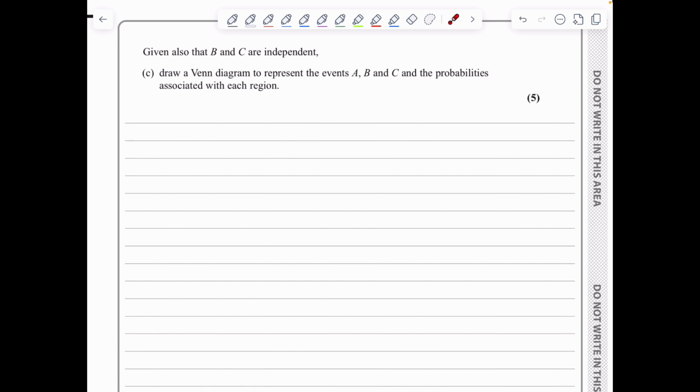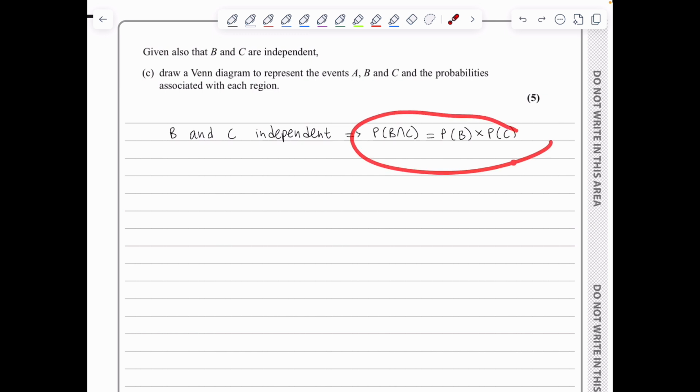We are additionally given that B and C are independent, and we need to draw a Venn diagram to represent the events A, B, and C and the associated probabilities. Well, B and C being independent simply means that the probability of B intersection C is the probability of B times the probability of C, which is 0.18 times 0.5, which gives an answer of 0.09. And therefore we can proceed by drawing a Venn diagram.